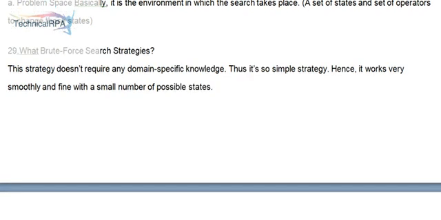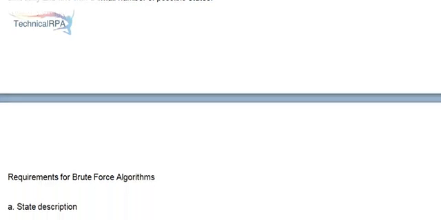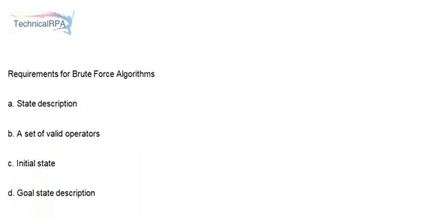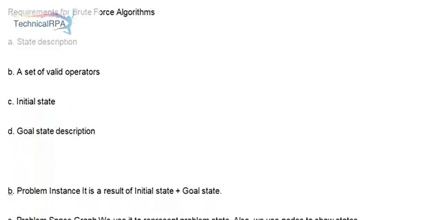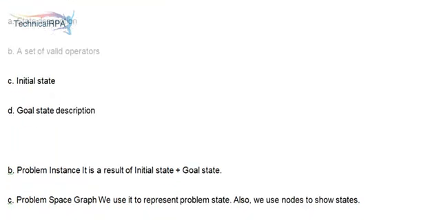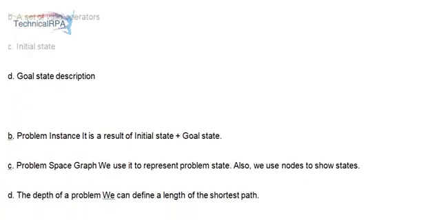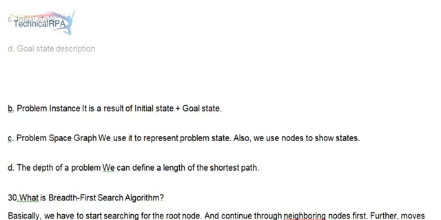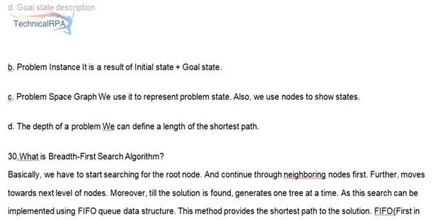Requirements for brute force algorithms. A. State description. B. A set of valid operators. C. Initial state. D. Goal state description. B. Problem instance. It is a combination of initial state plus goal state. C. Problem space graph. We use it to represent problem states. Also, we use nodes to show states. D. The depth of a problem. We can define it as the length of the shortest path.